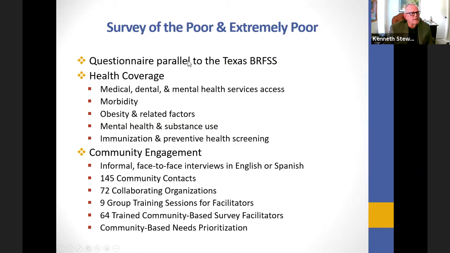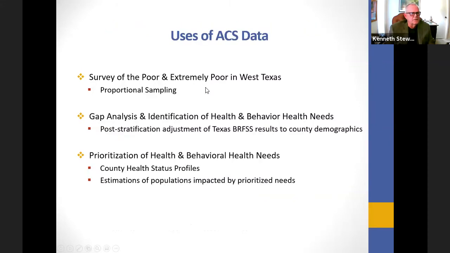It paralleled those in a sort of kitchen table conversational format and asked people a range of questions about their health status and health issues. We also, in the survey, engaged the community in many ways, as you can see down here at the bottom. Particularly important are the 64 trained community survey facilitators. They're the ones that actually did the surveys, or did the interviews, with the poor in the project.